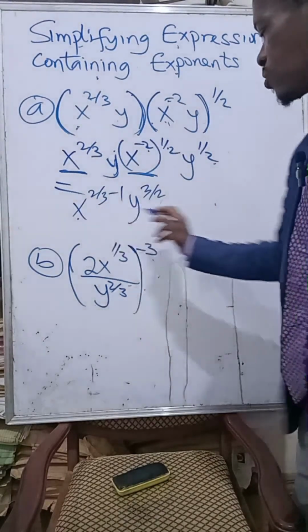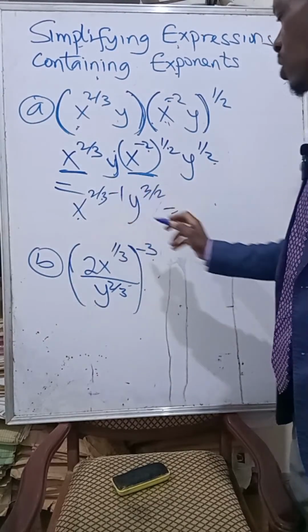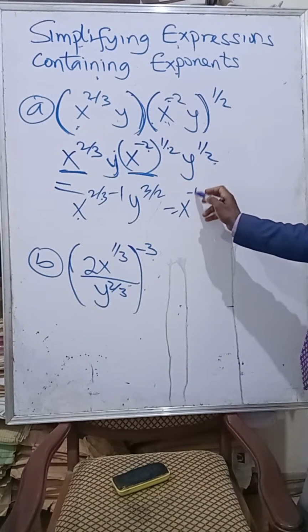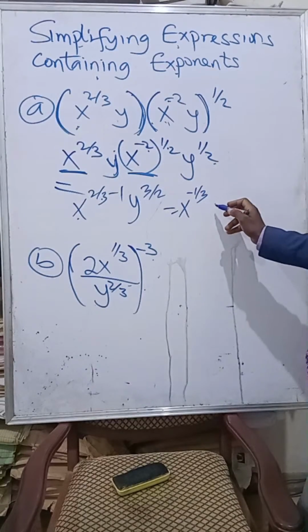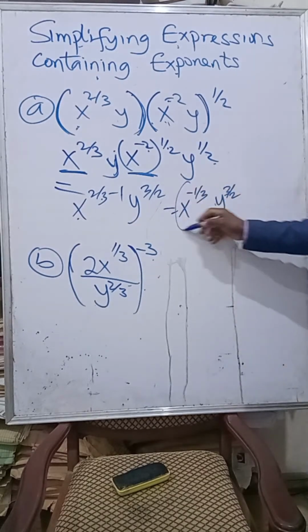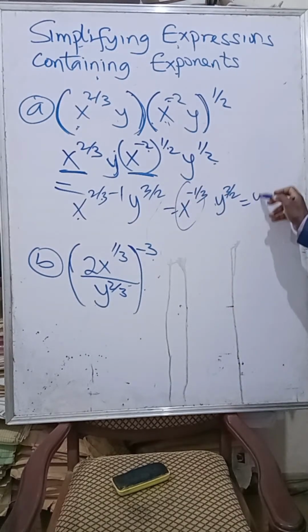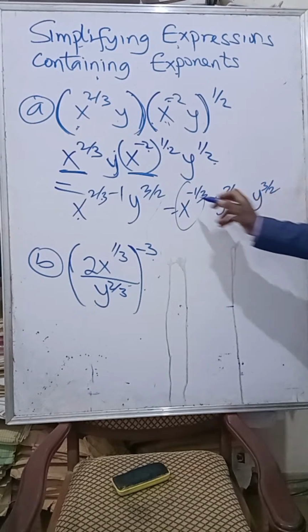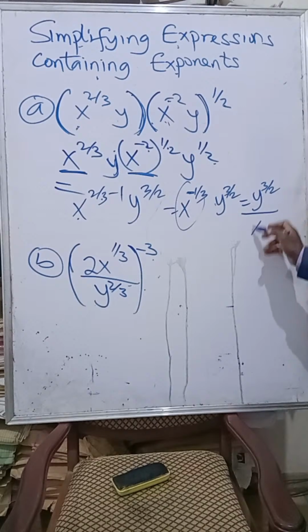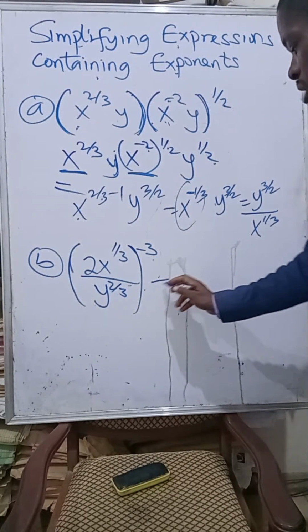So this one will give us 2 over 3 minus 1. That's x to power minus 1 over 3 times y to power 3 over 2, which will be equal to, this one will go to the bottom. So we have y 3 over 2. If you remove this minus 1 here, so to come down, and that will be x to power 1 over 3. Let's finish that. Okay.